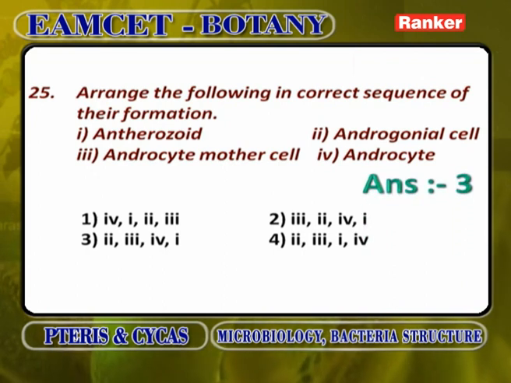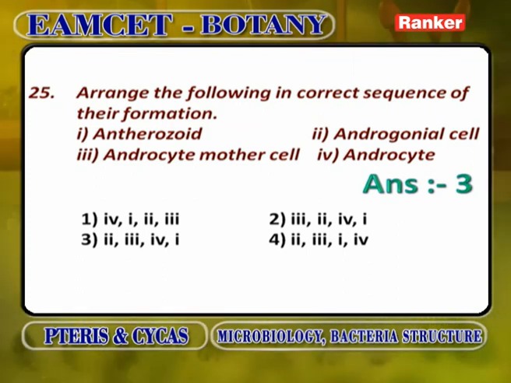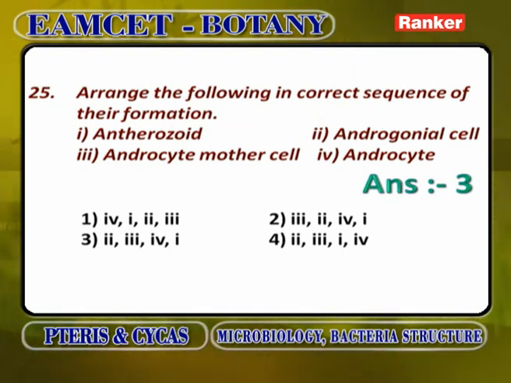Arrange the following in the correct sequence of their formation: anthrozoid, androgonial cell, androcyte mother cell, androcyte. First androgonial cells are formed. Then androcyte mother cell is formed. Then androcyte is formed. Finally, anthrozoid is formed. So, androgonial cell first, androcyte mother cell next, androcyte then and finally anthrozoid. So, the answer is 2, 3, 4, 1. This is the correct sequence of formation of various structures during anthrozoid formation in Funaria.